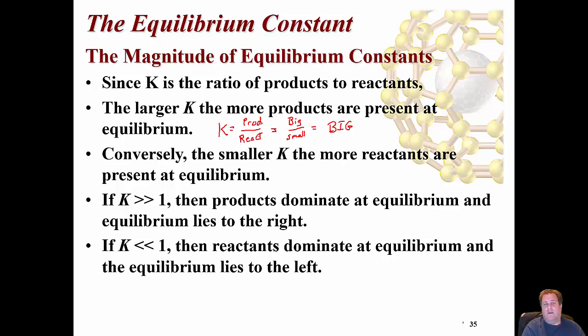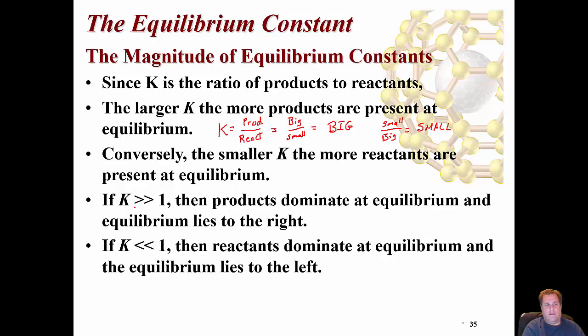So the bigger the K value, the more products we are going to produce. Right? However, if we do the other side and say we have a small amount of product versus a large amount of reactants, that means our K is going to be small. So once again, if we have a large number of reactants left at the end and a small number of products, that means our K value is small. Okay? So we use this kind of phrasing here.